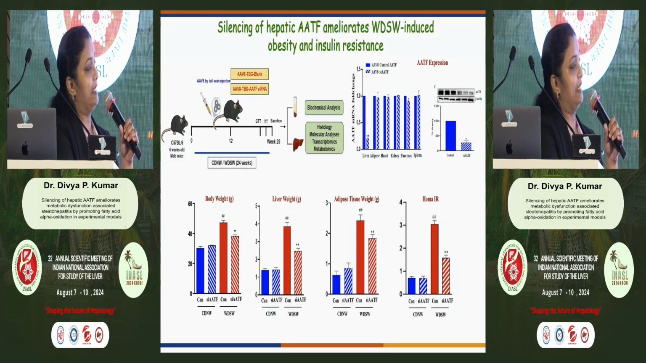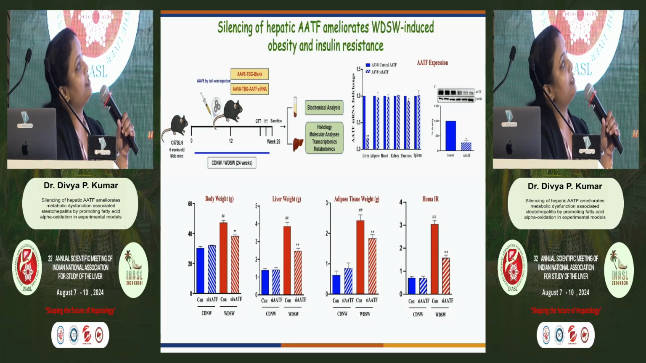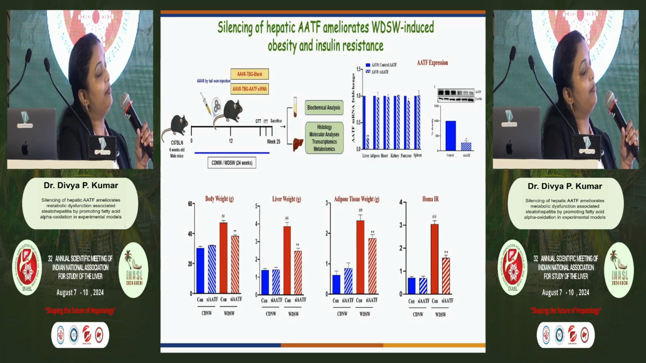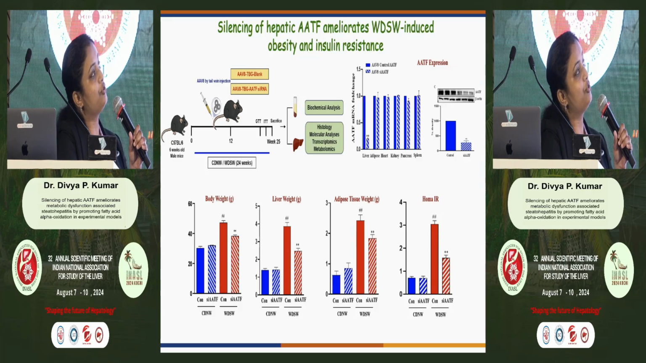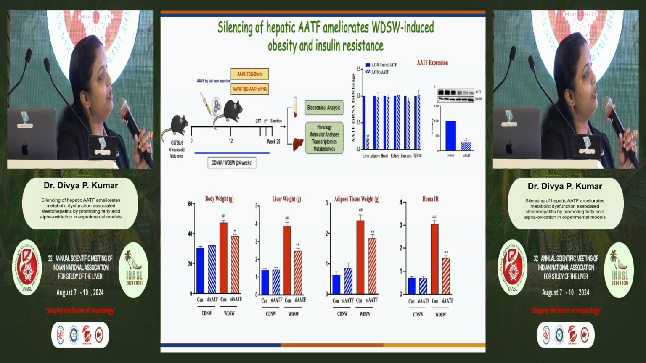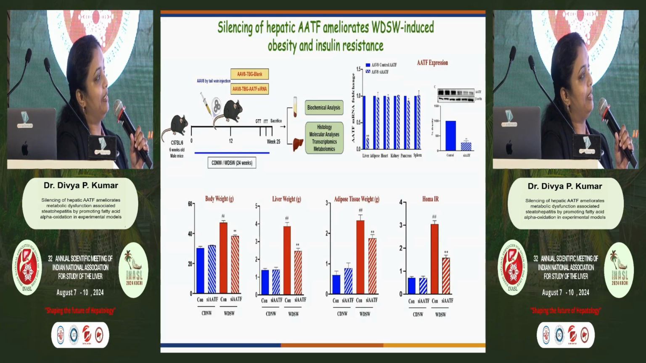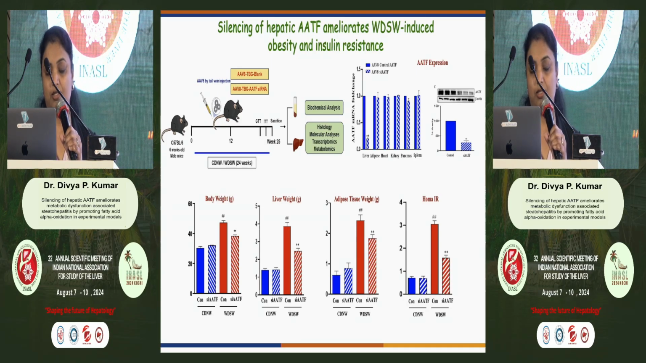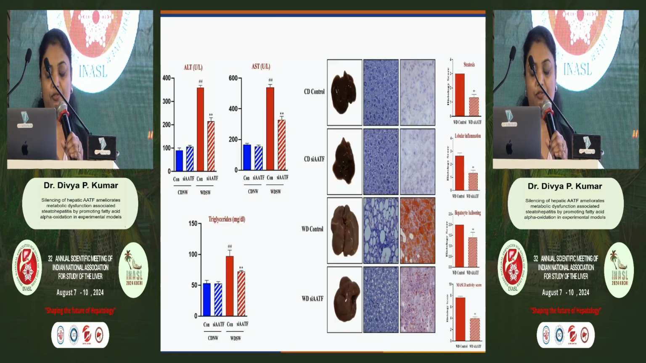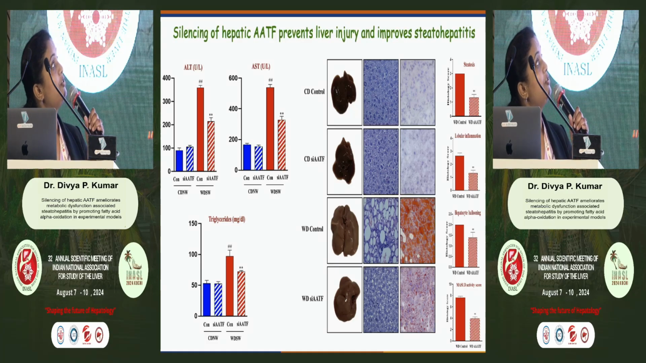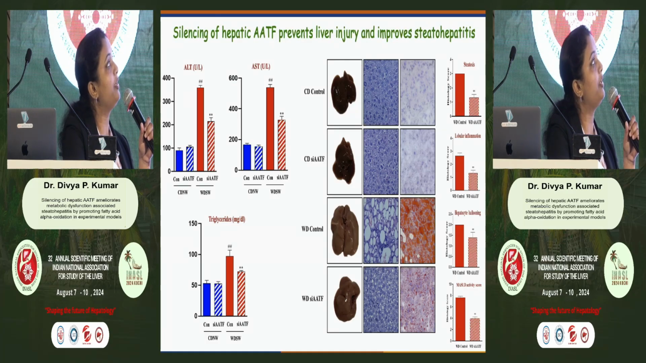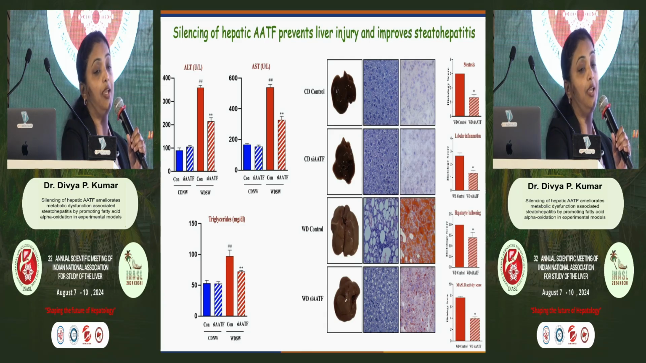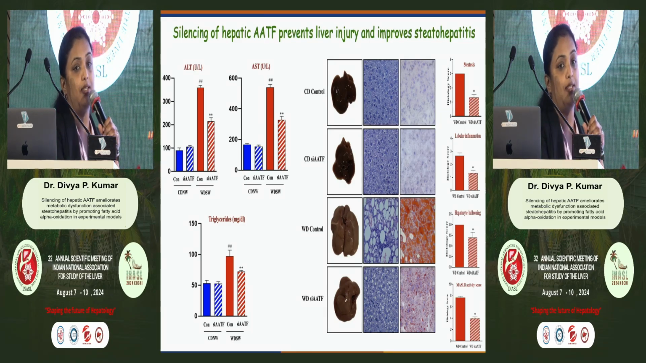I'm going to skip over the phenotypic and biochemical data very fast because the crux of the study is metabolomics and RNA-seq. As you see, silencing hepatic AATF ameliorated the Western diet sugar water-induced obesity, with reductions in body weight, liver weight, adipose tissue weight, and insulin resistance. A series of biochemical analyses and histology also showed that silencing of hepatic AATF prevented liver injury and improved steatohepatitis.